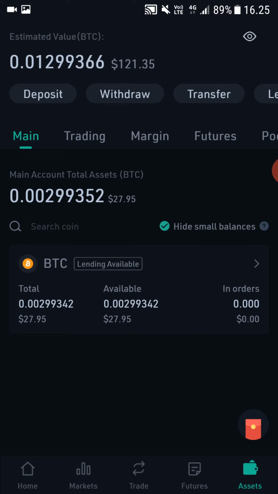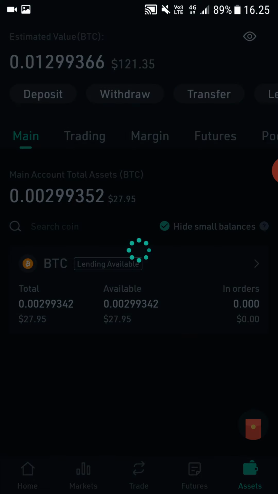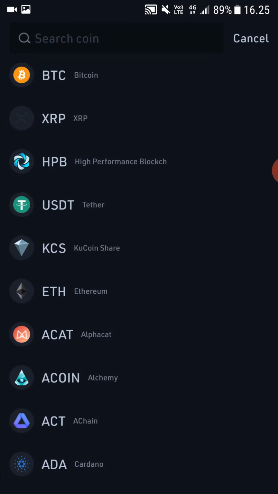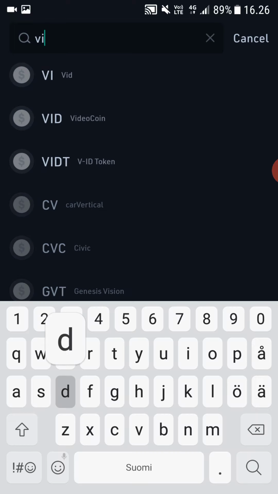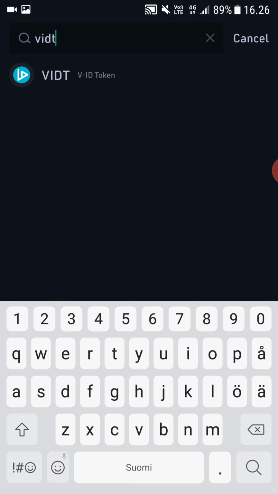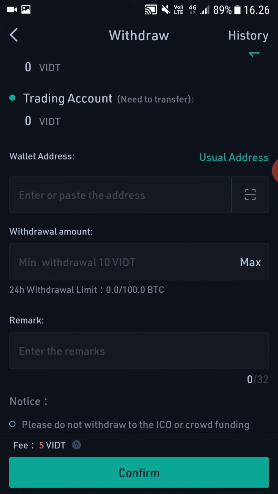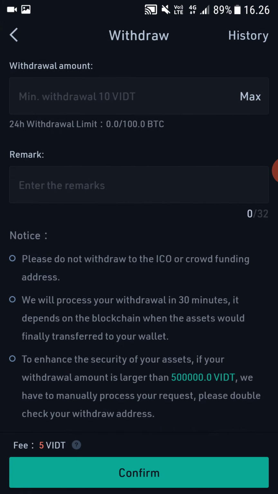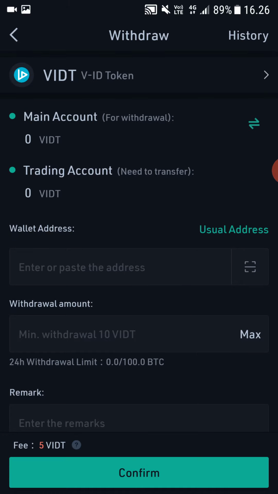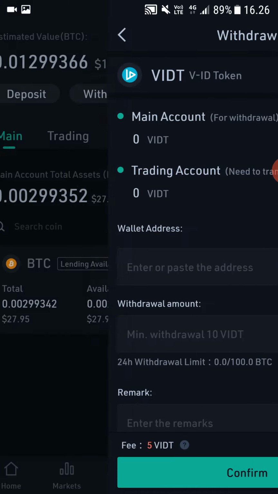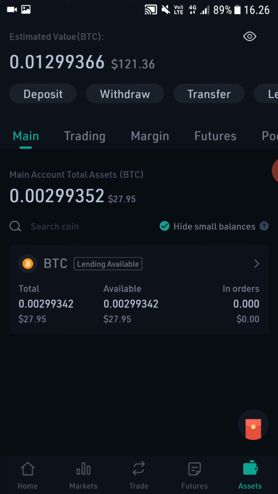But anyway, now if you want to withdraw your funds, just go and click withdraw and select what coin you want to withdraw. So here, just click VIDT ID token, and here enter the wallet address, and just click confirm, and that's it. So it's really that simple. Follow this tutorial, and you can buy Bitcoin in just a couple of minutes.